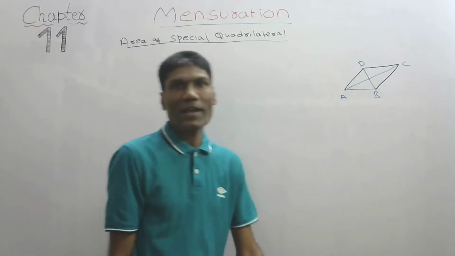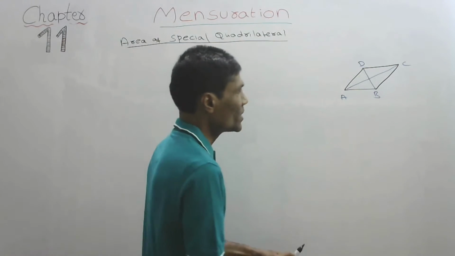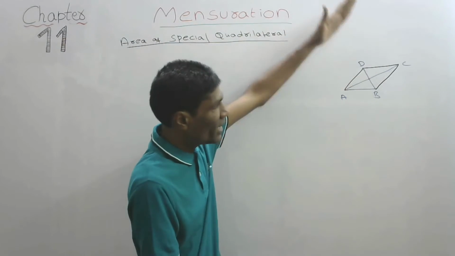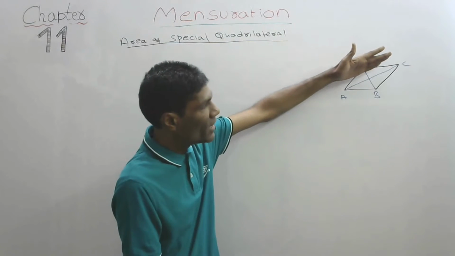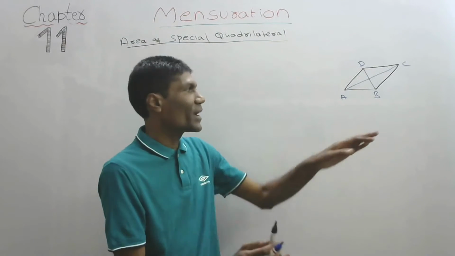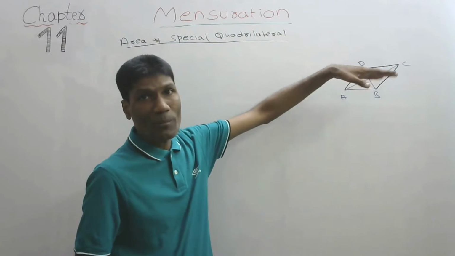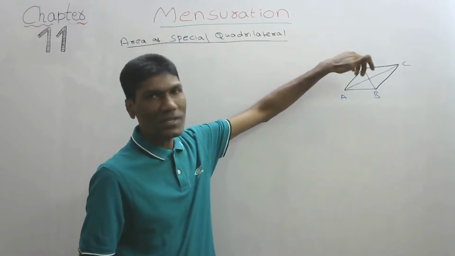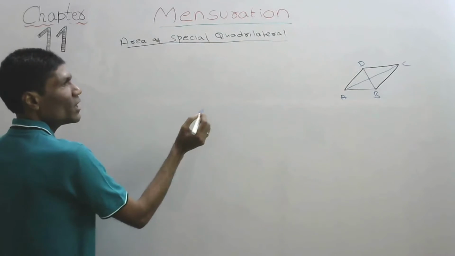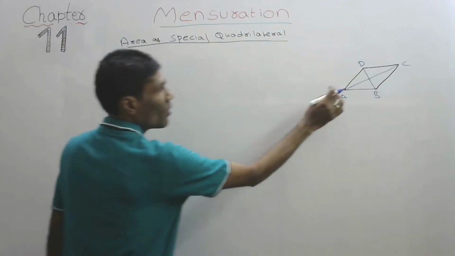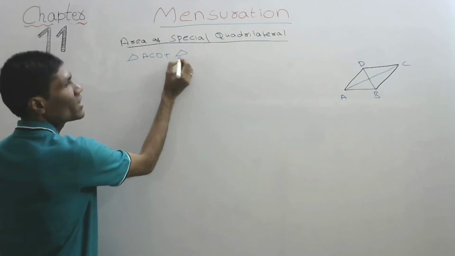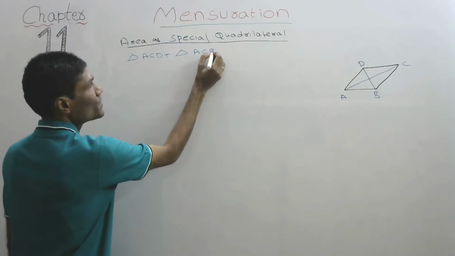These are the diagonals. Now, see, the same concept. We will take one triangle and another triangle, find the area of this triangle and the area of this triangle, and add. Then we will get the area of the complete quadrilateral, or rhombus in this particular case. Let us first take the above one, ACD, plus ACB.